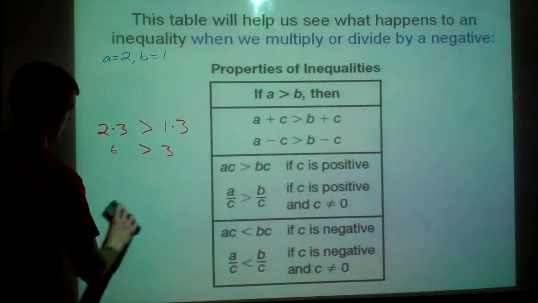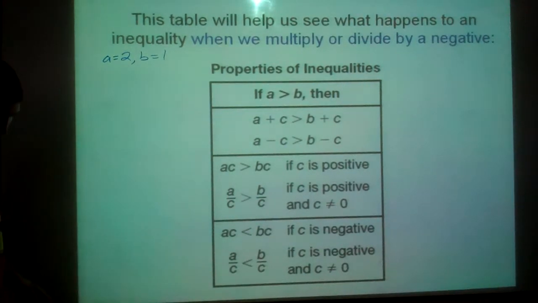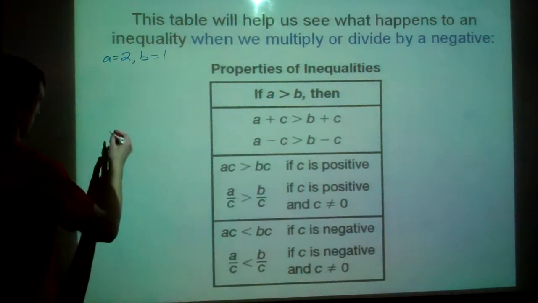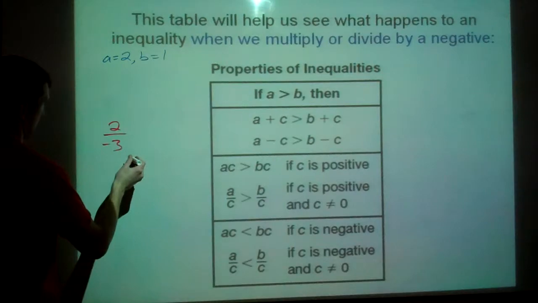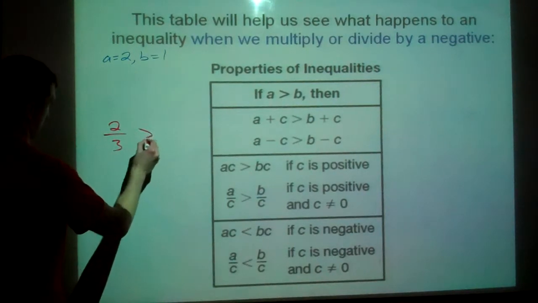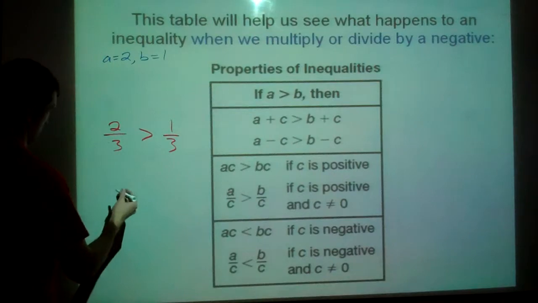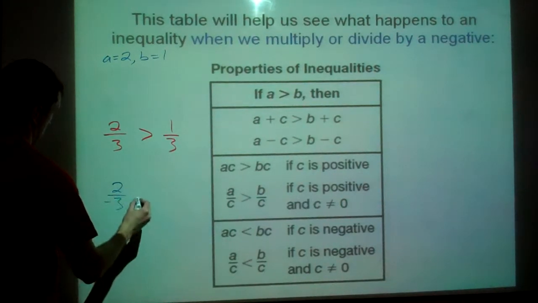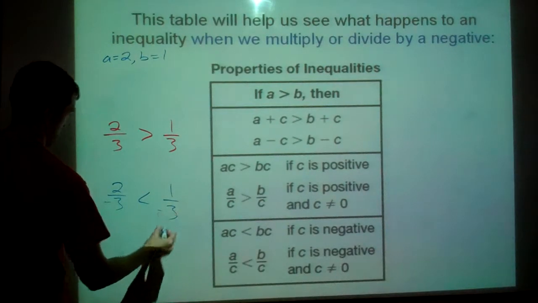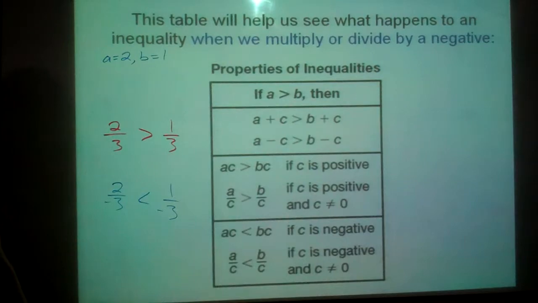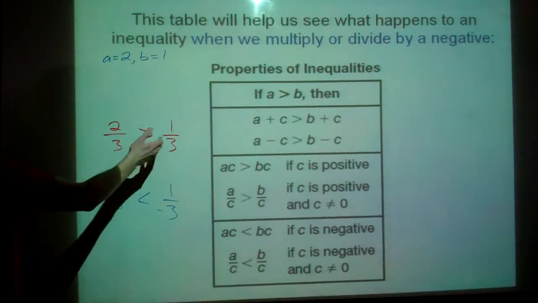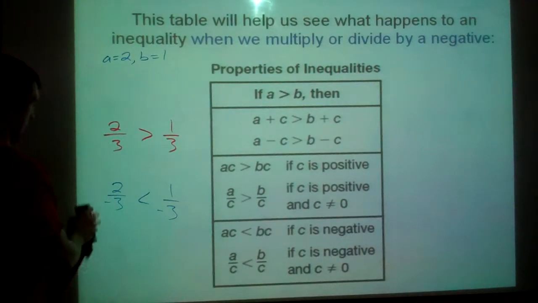What happens if we divide by a negative? Let's use that example that we had before. 2 divided by a positive 3 was bigger than 1 divided by a positive 3. But if we have a negative 3 on the bottom, that means we have 2 over negative 3 and 1 over negative 3. So the magnitudes are the same, but now this is more negative than this one is, right? So negative 1/3 is bigger than negative 2/3, whereas positive 2/3 is bigger than positive 1/3. So big idea here, your sign flips around.